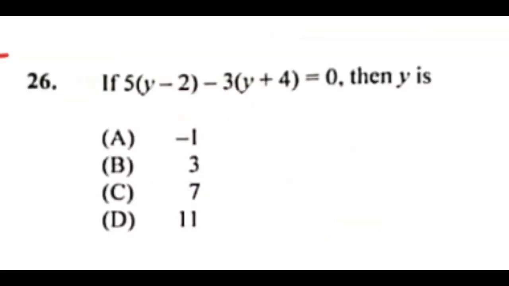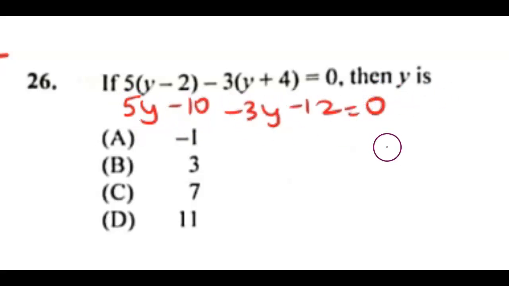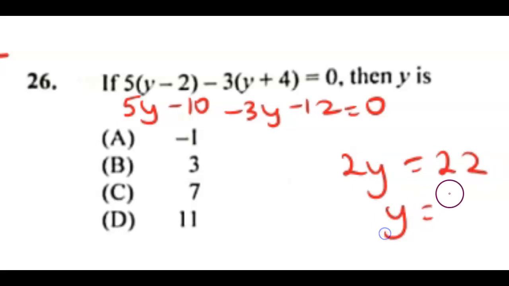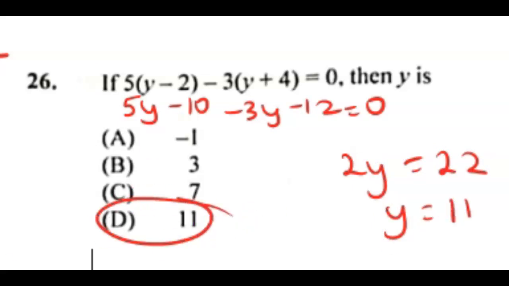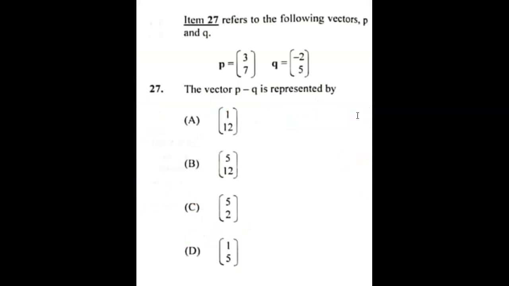Number 26. Now let's simplify. We'll get 5y minus 10 minus 3y minus 12 is 0. 5y minus 3y is 2y. Minus 10 minus 12 is minus 22. Send it over, it becomes a positive 22. 22 divided by 2 is 11. So number 26, D.